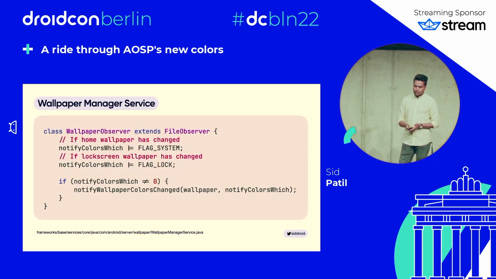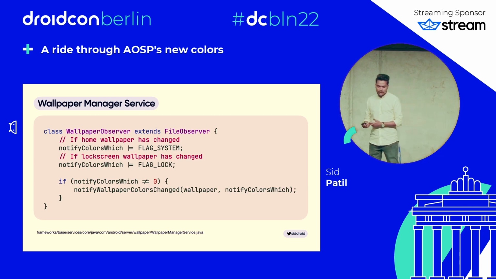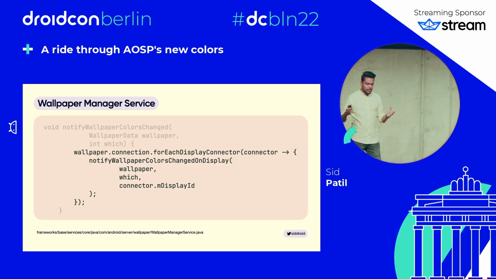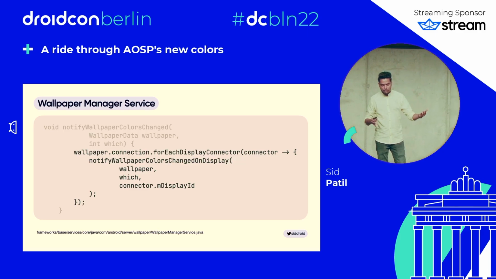And another part of this is once we understand that the wallpaper has changed, we want to propagate this and extract colors from it, right? So this is the wallpaper part of it. We also run into a logic called per display connector. So if you have a multiple display scenario, it builds connection with the wallpaper service, and it will run through each of the connections and understand these changes and notify that the wallpaper colors have changed.